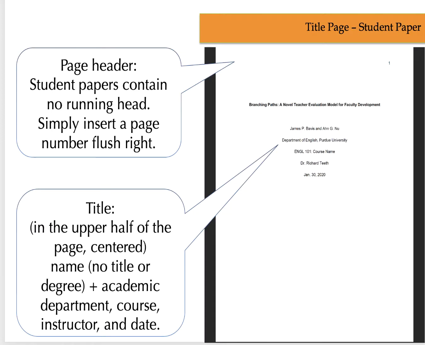Okay, let's look at an example. This is a visual example for the proper placement of the page header and the full title on the cover page of the student paper. Now, student papers require no headers other than the page number, which is all the way to the right, flush to the right. You can type the complete title in the upper half of the page, bolded and centered. Below the title, type your name and your affiliation, if you're at whatever university you're at. That was the student paper.